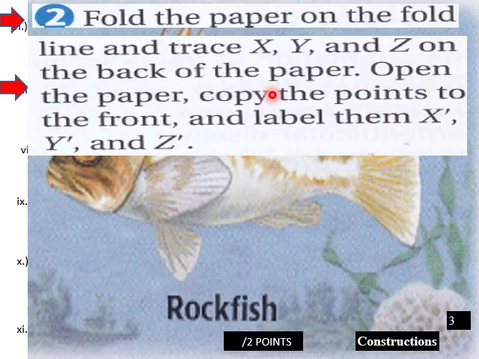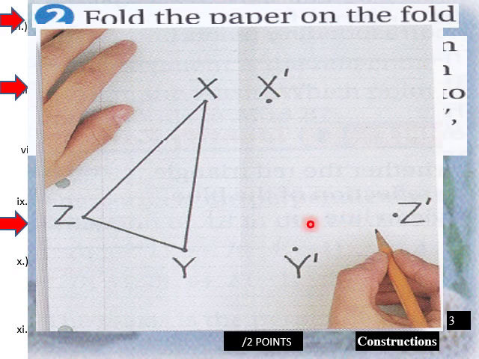Fold the paper on the fold line and trace X, Y, and Z on the back of the paper. Open the paper, copy the points to the front and label them X prime, Y prime. This little mark here means prime. X prime, Y prime, and Z prime. So like this here, you fold this on top of this, and then you mark these points, then you mark them Y prime, Z prime, and then X prime. So now you've reflected this triangle over on the other side here, yes?